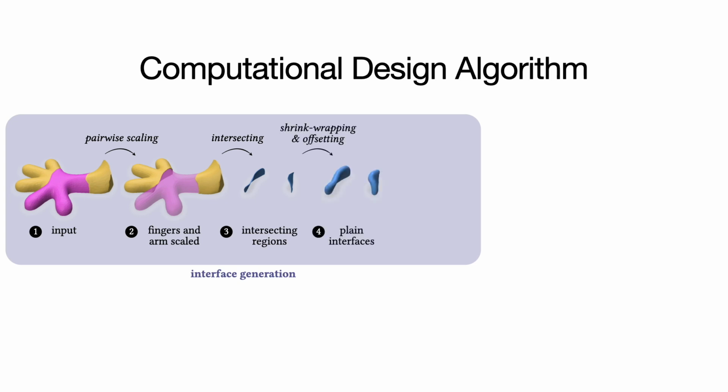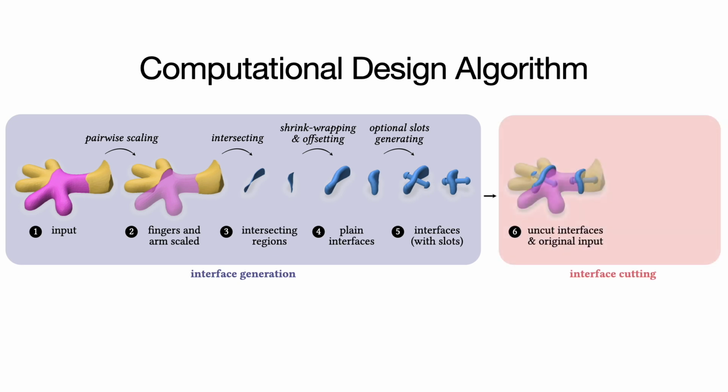The intersection regions are then shrink-wrapped and thickened to produce plain dissolvable interfaces. To increase the attachment strength between different materials, our algorithm can generate different slot joints, like mushrooms on the interfaces.